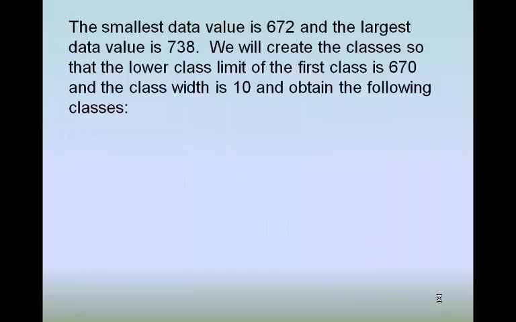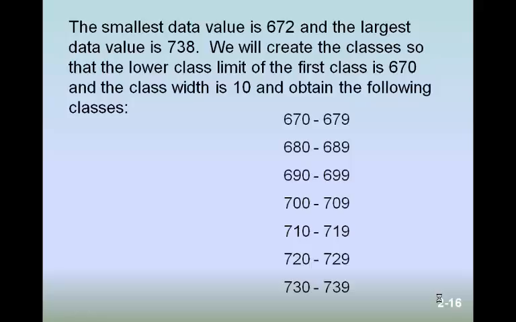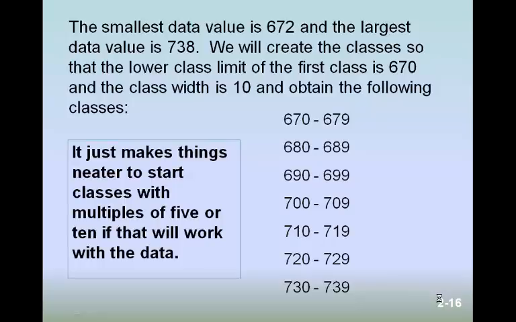The smallest data value is 672 and the largest data value is 738. We will create the classes so that the lower class limit of the first class is 670 and the class width is 10, and we will obtain the following classes. We'll have a class from 670 to 679, and again, if you don't believe that's 10 numbers, count it on your fingers. 680 to 689, 690 to 699, and so forth. It just makes things neater to start classes with multiples of 5 or 10 if that will work with your data. That's why I didn't start the class at 672.